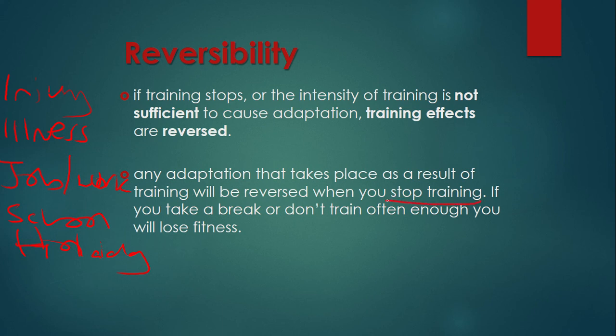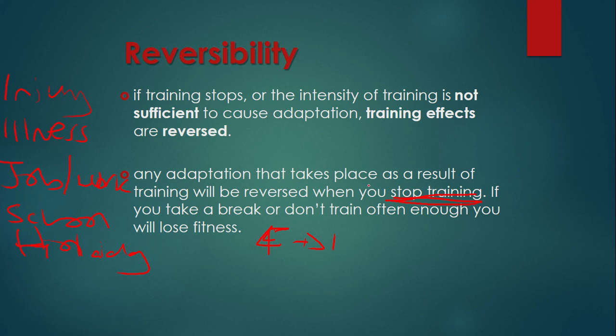Okay, so it's when you stop training or training as you should be. If you take a break or don't train as often, you will lose fitness. If you usually train 4 times a week, and then you go down to 1 time a week, you are going to start seeing reversibility over a period of time.